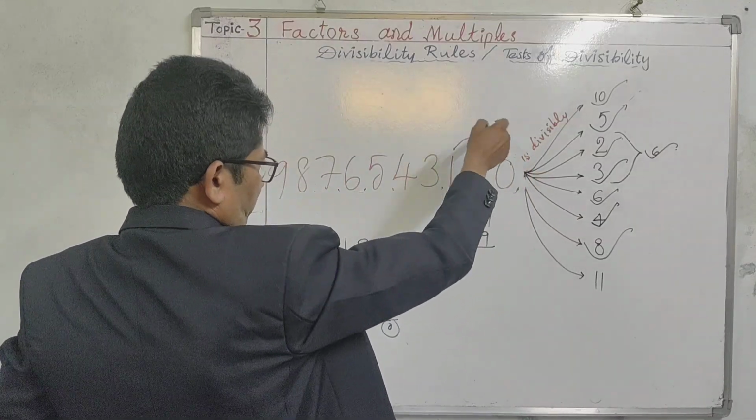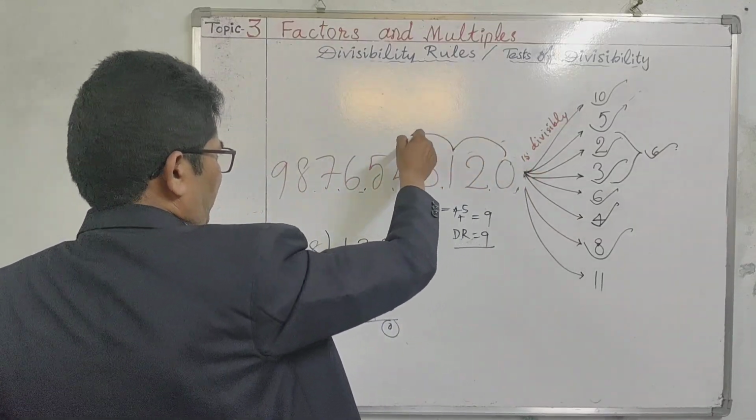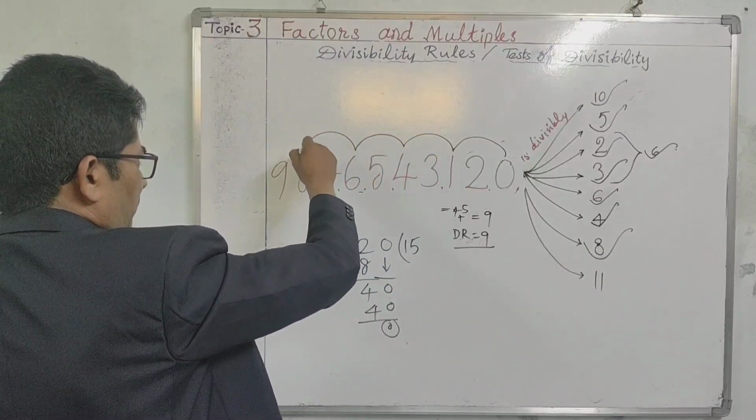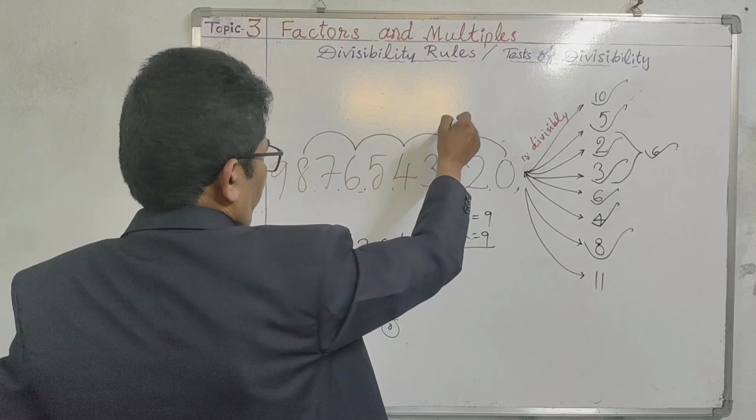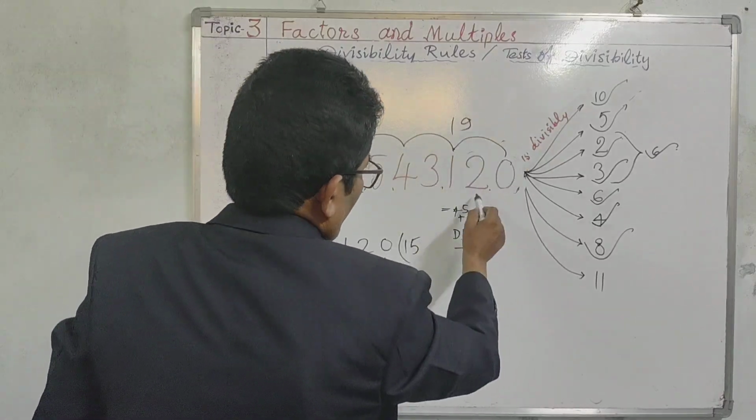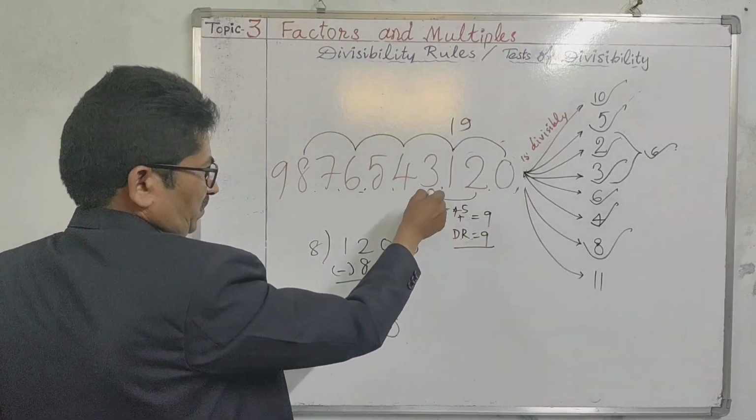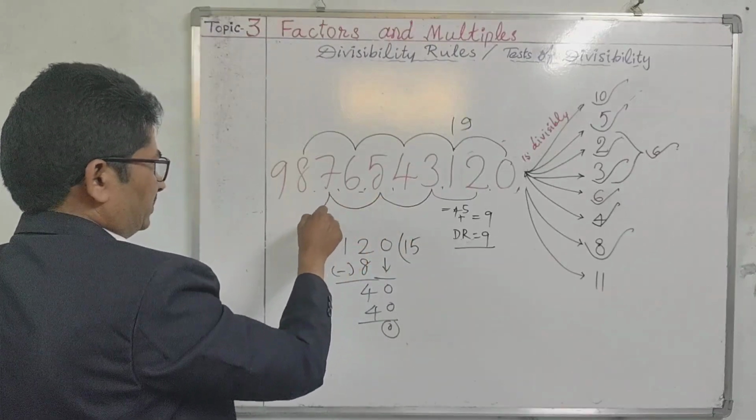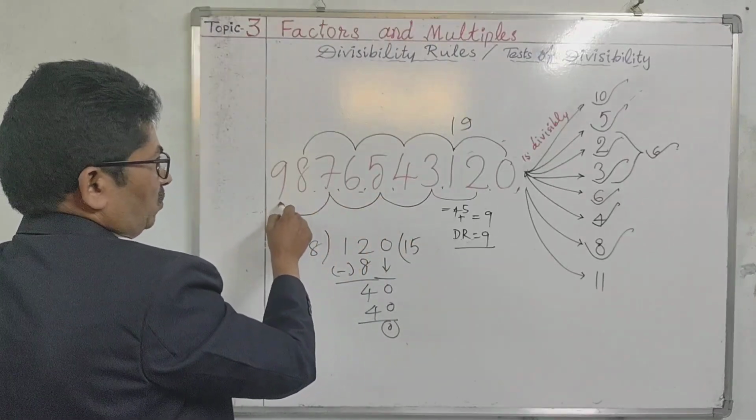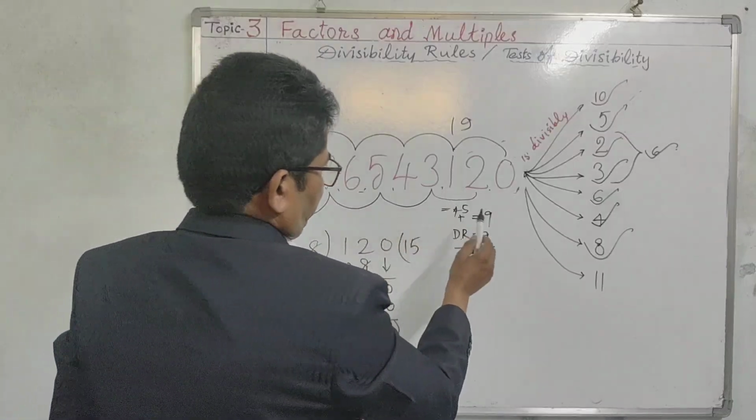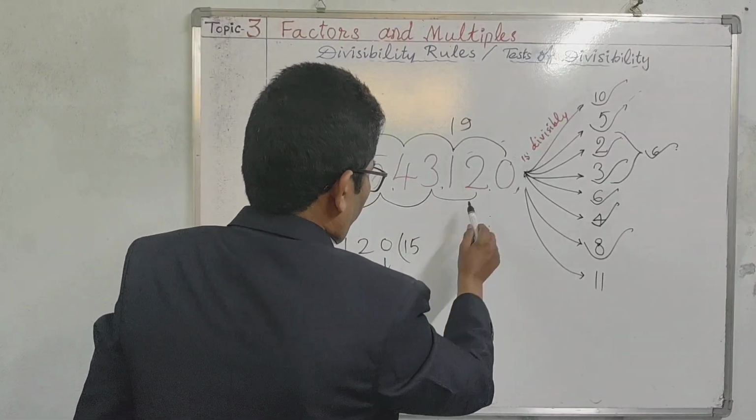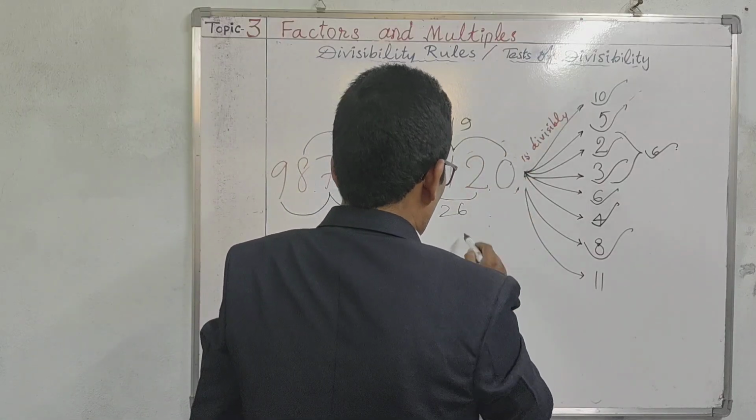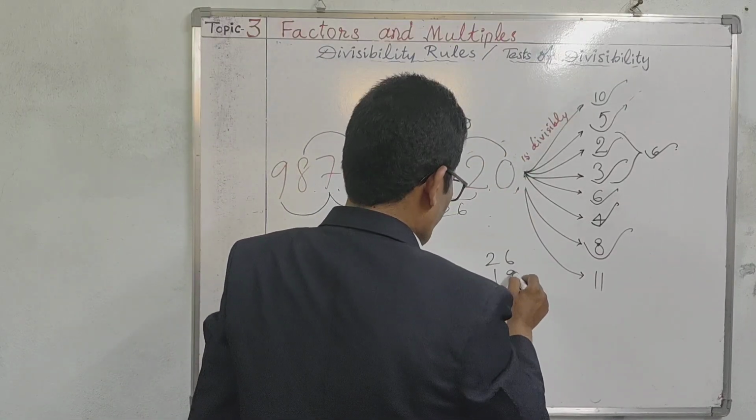0 plus 1, 1. 1 plus 4, 5. 6 plus 6, 11. 11 plus 8, 19. 2 plus 3, 5. 5 plus 5, 10. 10 plus 7, 17. 17 plus 9, 26. How much is here? 26. The difference of these digits, 26 minus 19.